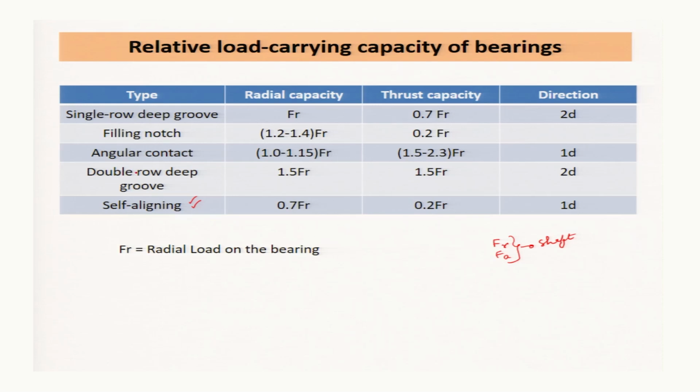Now, in a single row deep groove ball bearing, if Fr is the radial load that can be taken care of, now if you take two rows of balls all along the circumference, then the load carrying capacity will increase, and now it can take 1.5 times the radial load that a single row deep groove ball bearing has taken, and the thrust capacity will be 1.5 of the Fr, okay, two directional or one directional.